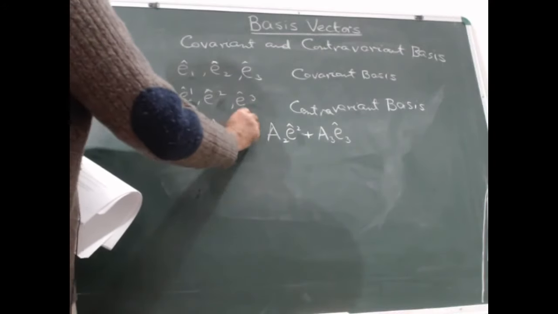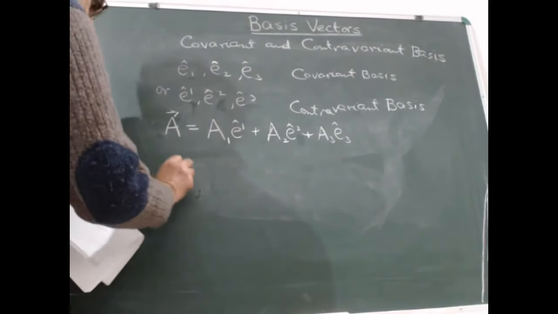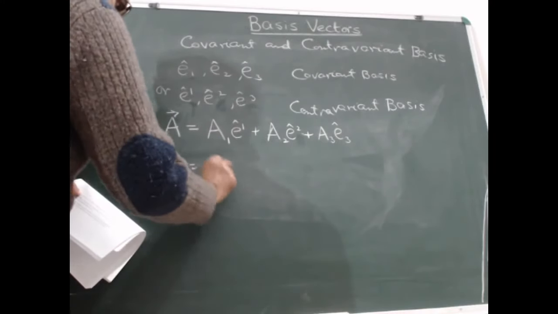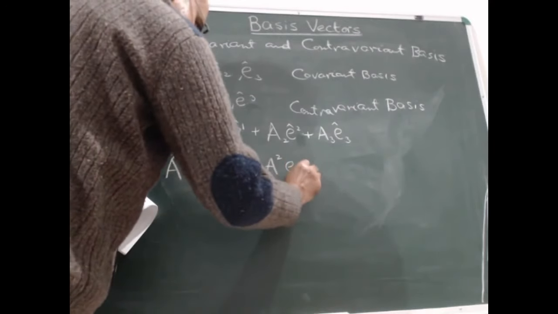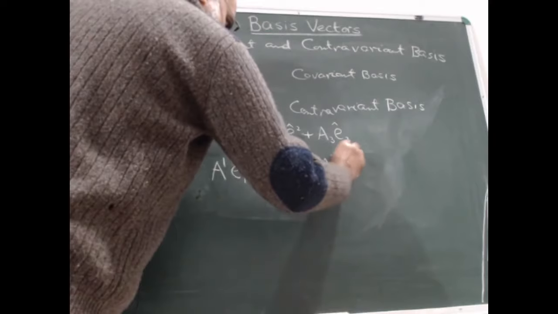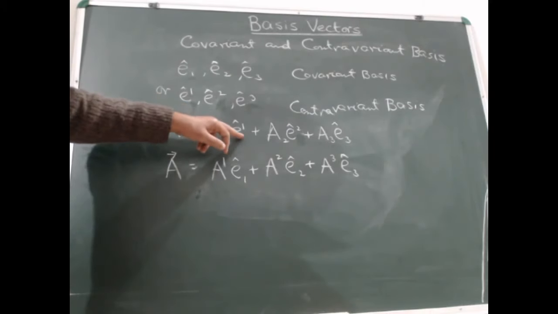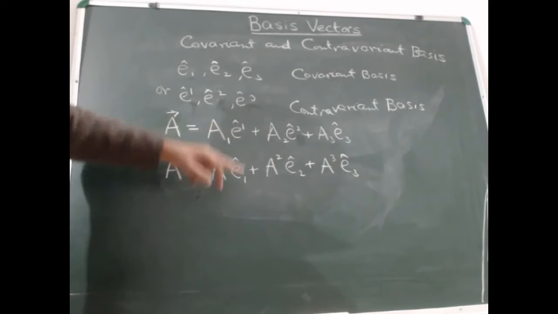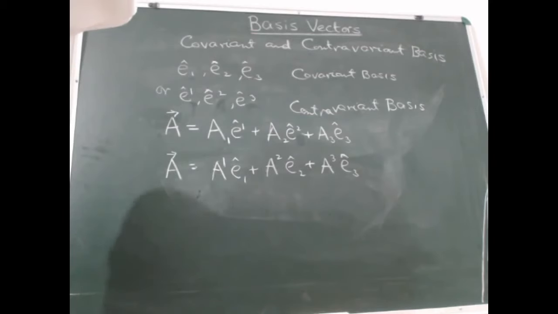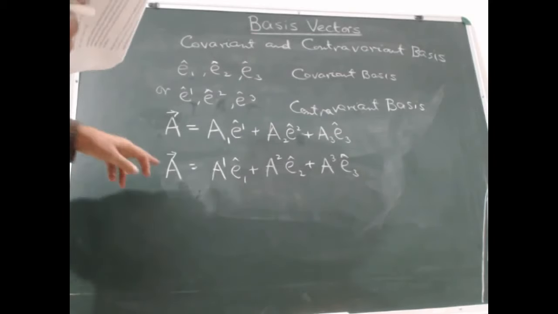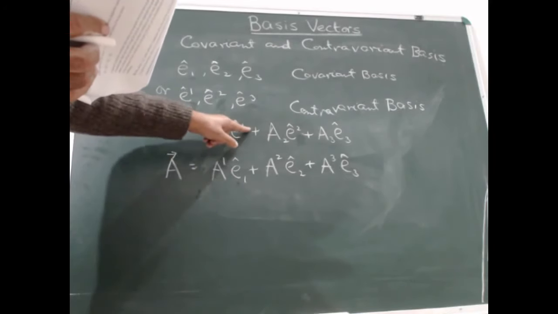They are opposite. If this is the contravariant basis, the components are subscripts. Now the same vector A can be written as A^1 E1 + A^2 E2 + A^3 E3. It is the same vector, but the representation is different. This is in terms of the covariant basis, and this is in terms of the contravariant basis. Contravariant components are represented with the covariant basis, and covariant components are represented with the contravariant basis.